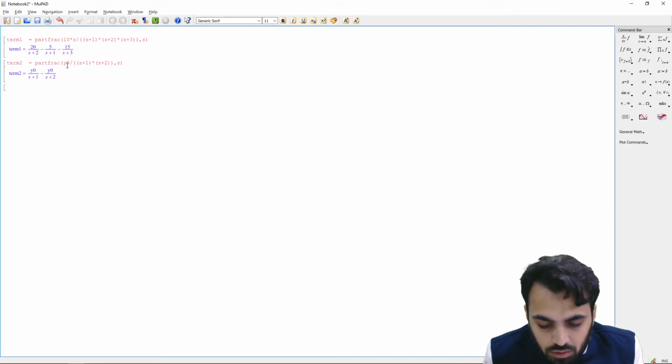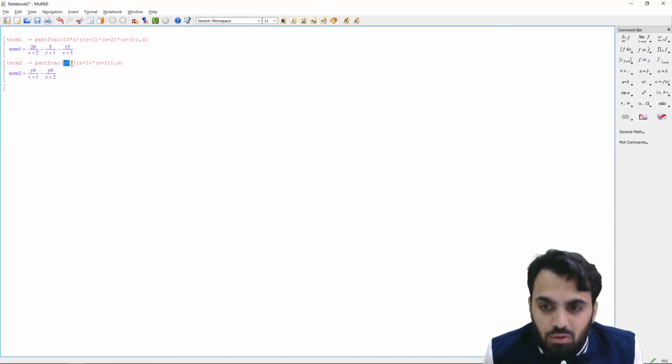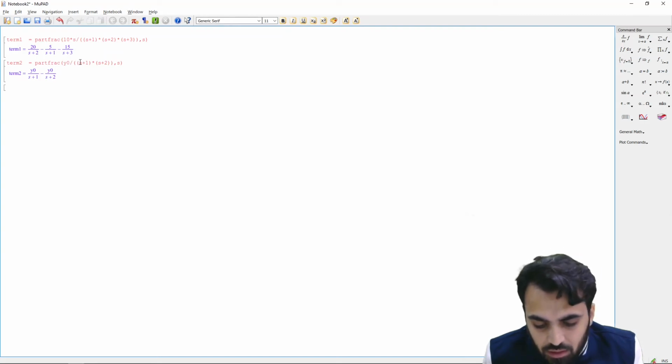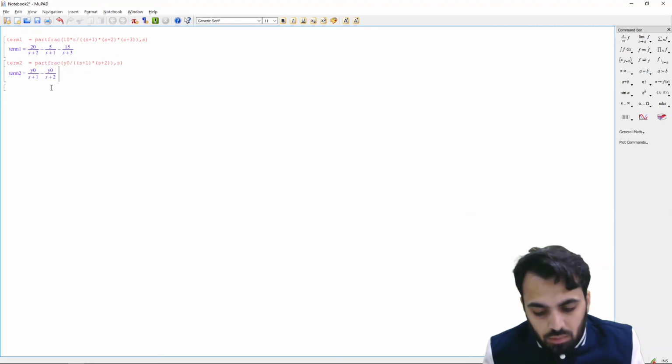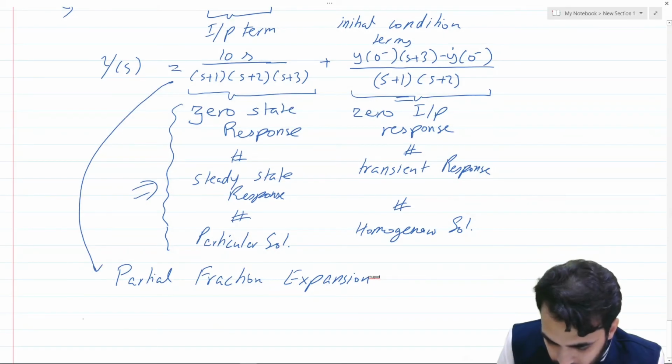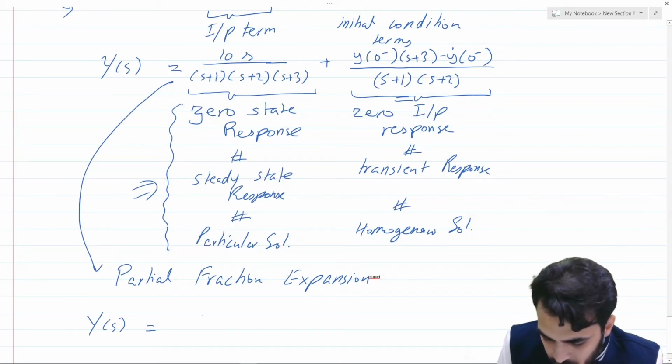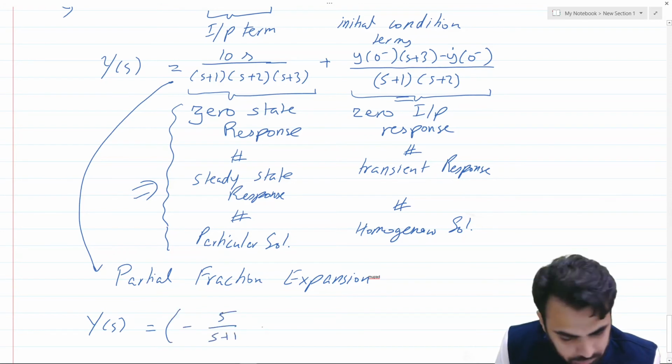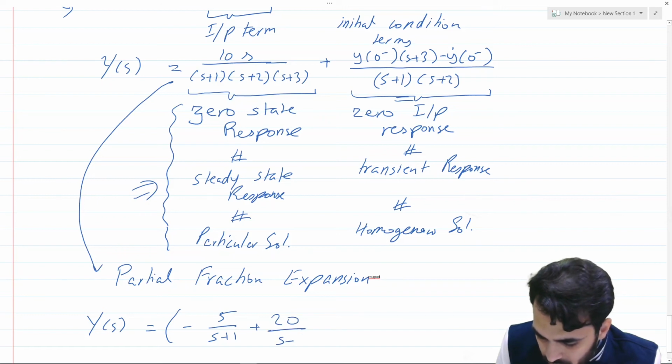Similarly, for the zero input response, y0 is the initial condition, that is y dot of 0 minus, and then in the denominator we have (s plus 1)(s plus 2). So over here we have y0 over s plus 1 and y0 over s plus 2. So from here we have Y of s equivalent to minus 5 over s plus 1 plus 20 over s plus 2 minus 15 over s plus 3.